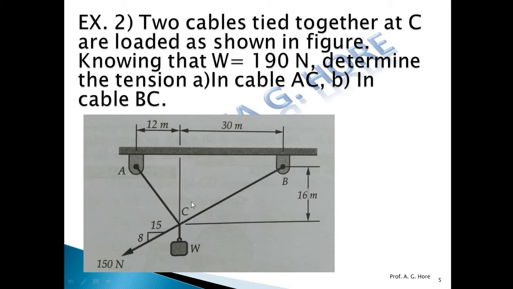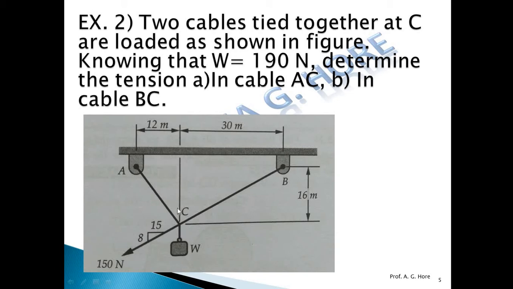So first of all, draw the FBD at joint C. Now to draw the FBD, here one cable and this is a wire or cable. So here tension is away from the C joint for BC, and tension is again always away from the joint C for AC.